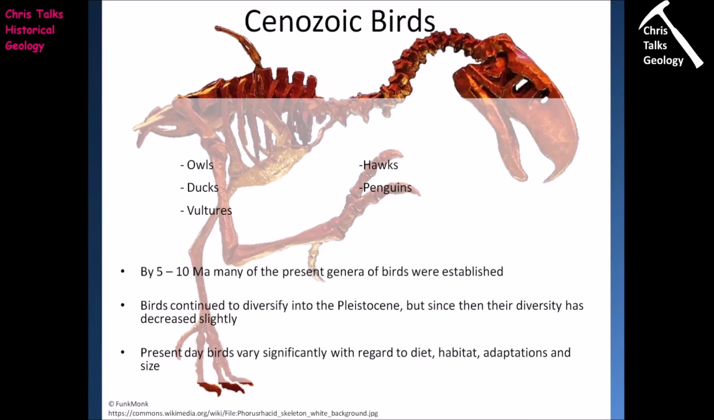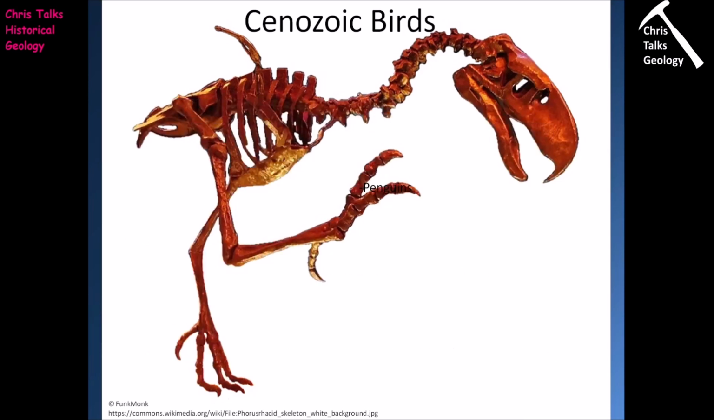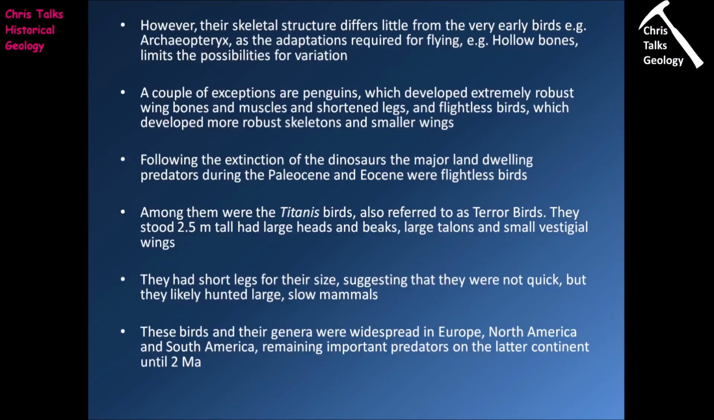So just to give you some idea about some of the changes which we see when it comes to birds during the Cenozoic, the picture that we can see here is of a Titanis bird, otherwise known as a terror bird, and they're going to become an interesting group that makes their appearance during the Cenozoic, and we're actually going to discuss them in the next slide. When we look at the skeletal structures displayed by Cenozoic birds, we see they differ relatively little from the skeletal structures displayed by early birds from the Mesozoic, so something like Archaeopteryx. Now, this is because the adaptations required for things like flight, so hollow bones for instance, really limit the possibility for variation, because once you've established a system that works, evolution isn't really going to change it that much. So when it comes down to it, the birds that fly show relatively little variation in the general design.